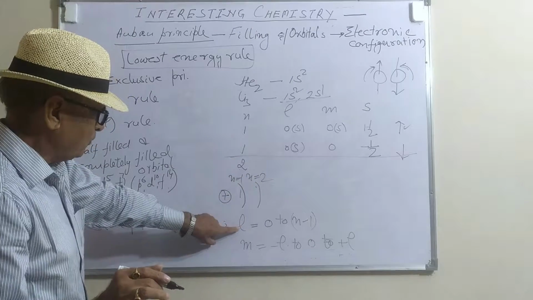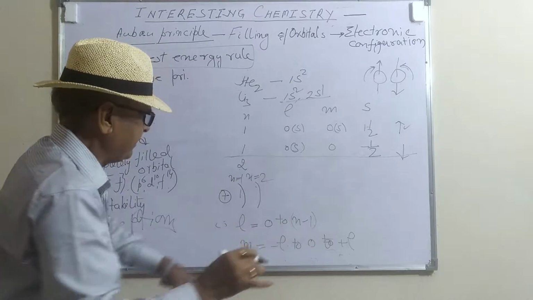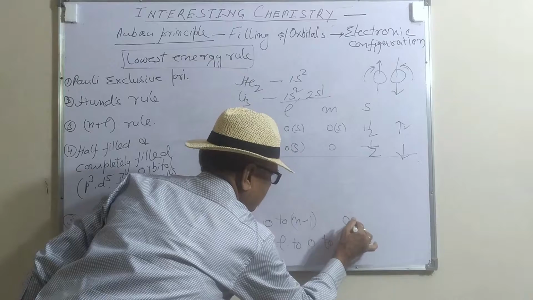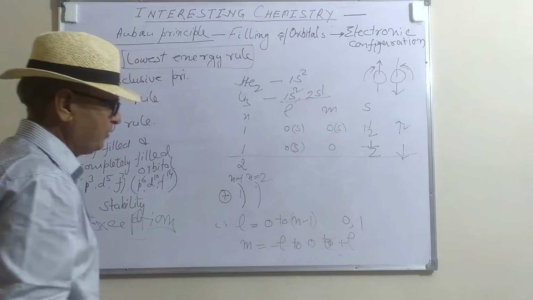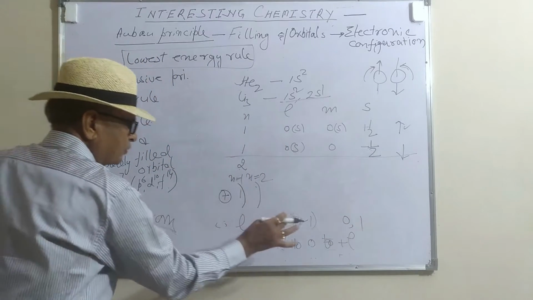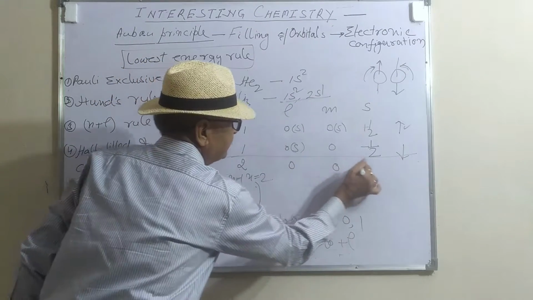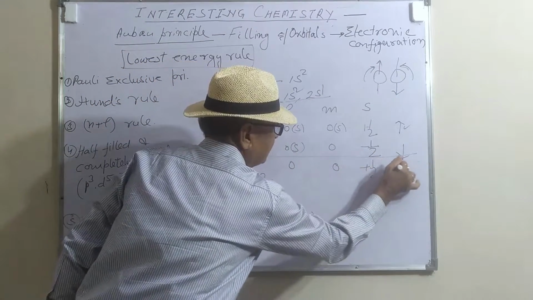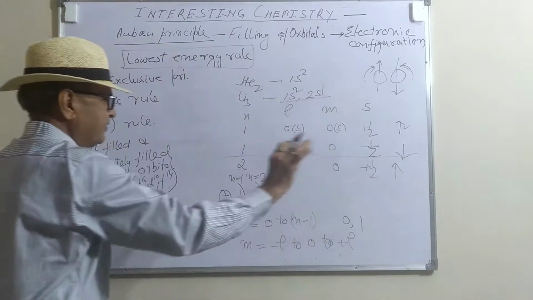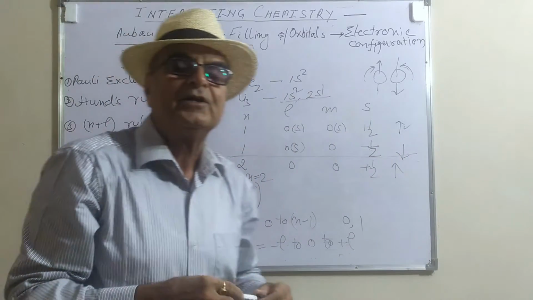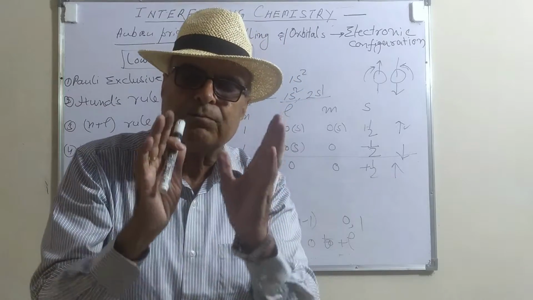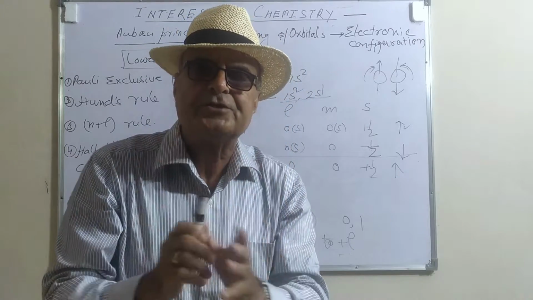Find out the value of 0 to n. Here the 0 and 1. So this is 0, 0 will come first, here 0 and here 0 and plus half. This is lithium. So in this way you can explain the Pauli exclusion principle.